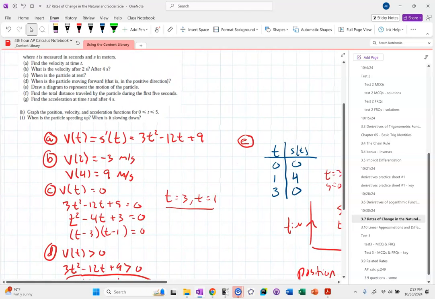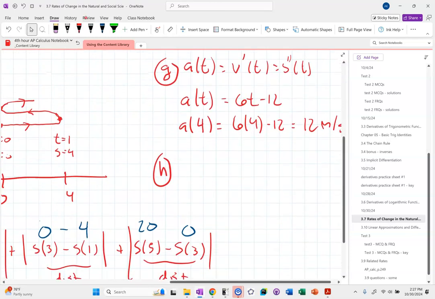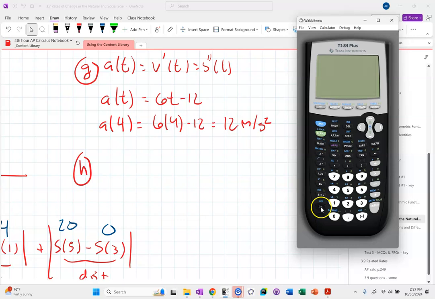And then graph the position, velocity, and acceleration from 0 to 5. So this is what I would do. Again, I have my calculator here. So this is the position function, right? To graph velocity, I'm going to do math, nDeriv on y1 with just x equals x. So that'll be my velocity graph.